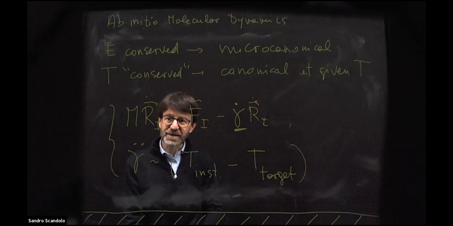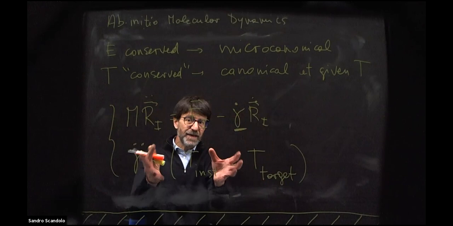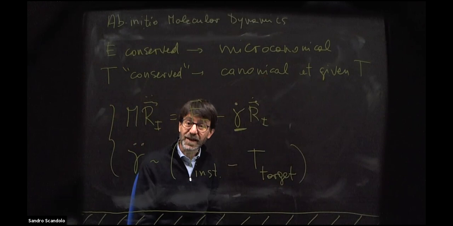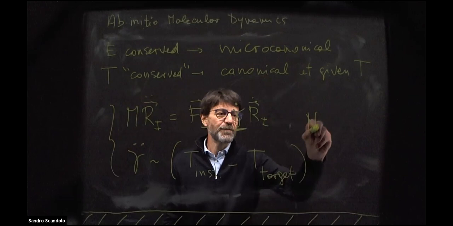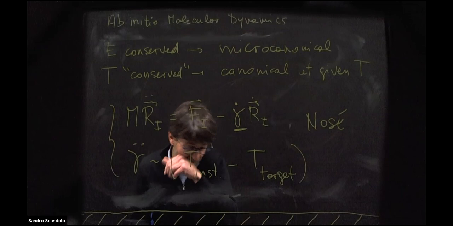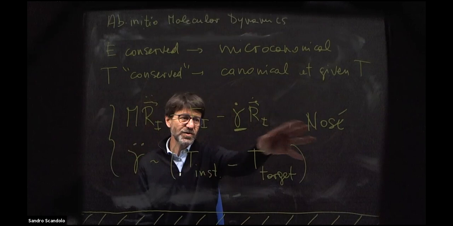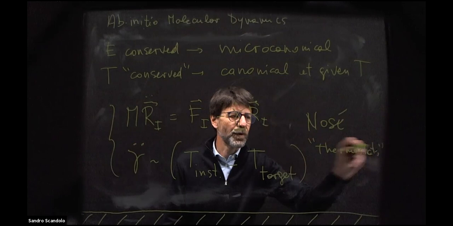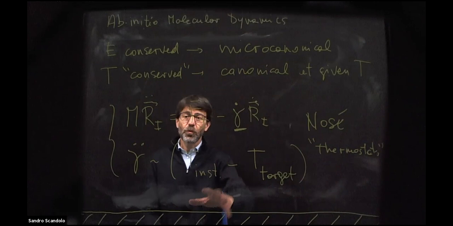Now, it turns out that this is an extremely nice mathematical framework, and you can show it samples exactly the canonical distribution at a given temperature. There is actually a nice mathematical proof that was derived by Nosé, I believe in the 70s, probably early 80s or late 70s. So this sort of algorithm goes under the name of the Nosé thermostats. These are called thermostats in general because these are algorithms that allow you to sample the canonical distribution while you're doing molecular dynamics.